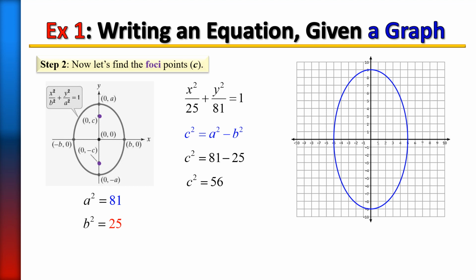Take the square root of each side, and c equals plus or minus square root of 56. Again, you could use your calculators to find the approximate decimal value, which should be 7.5. And there are our foci points, both the negative and the positive.